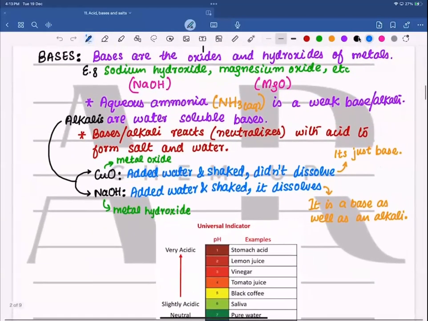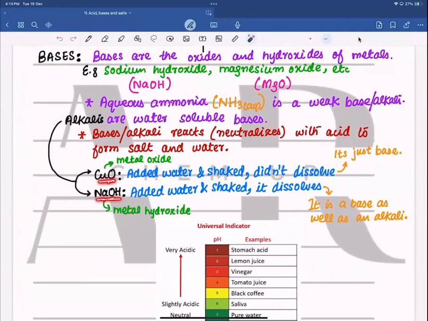In the last class, we ended the discussion over bases: bases are compounds which are metal oxides, metal hydroxides, and aqueous ammonia. Out of these, the ones which are water soluble are also called alkali along with the base, and the ones which are not water soluble are only base. For example, we have two examples. One is a metal oxide, copper oxide, and the other one is sodium hydroxide.